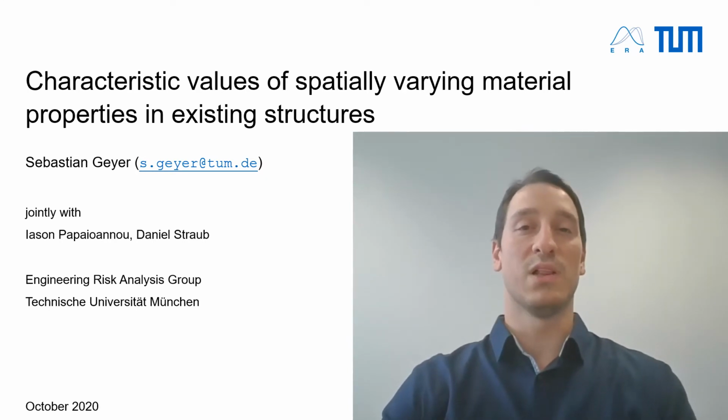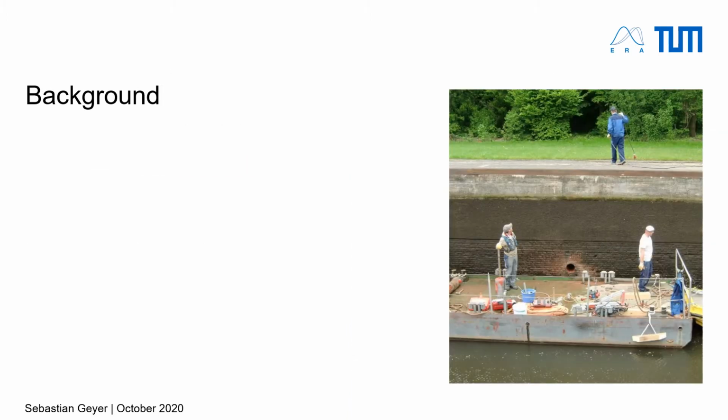This presentation will present a hierarchical Bayesian approach for Gaussian random fields with conjugate priors. We will apply it to an example where we determine spatial characteristic values of material properties. From now on, I will restrict to my voice. You will not see my face anymore.